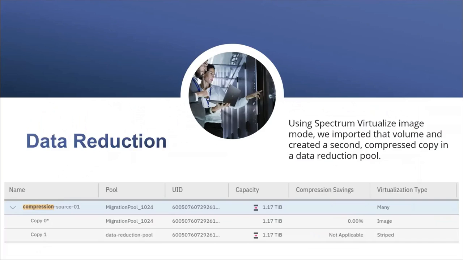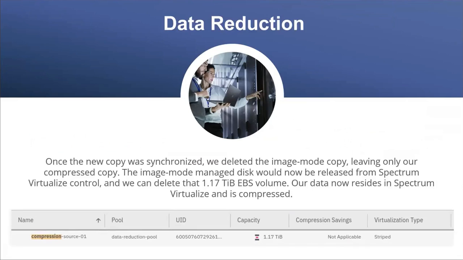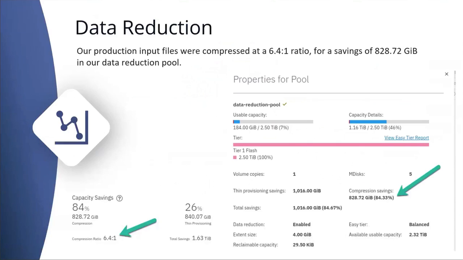Basically, then we took and imported that volume via image mode into Spectrum Virtualize, created a compressed copy, let it go compress, and then we're left with the compressed copy, which now resides exclusively in Spectrum Virtualize in AWS. All right. So here you can see after the compression, again, your mileage may vary, of course, and our savings is actually based on 2-to-1 compression savings.